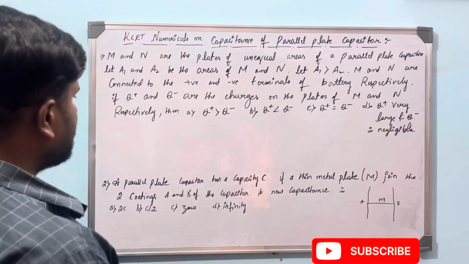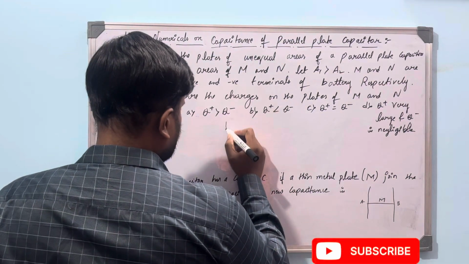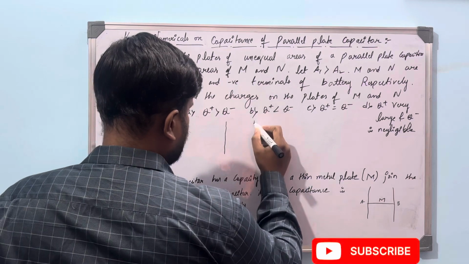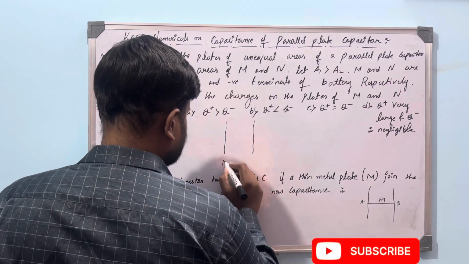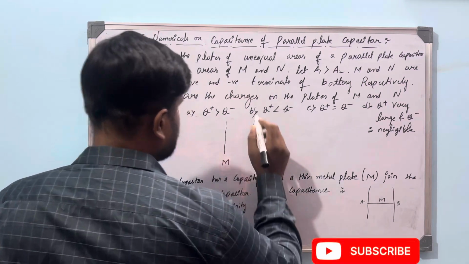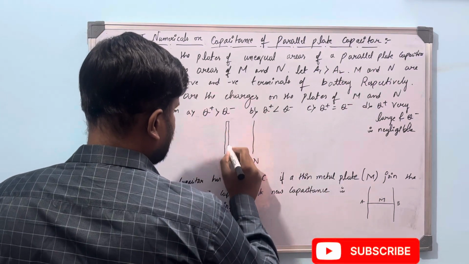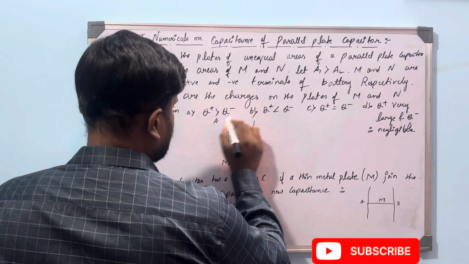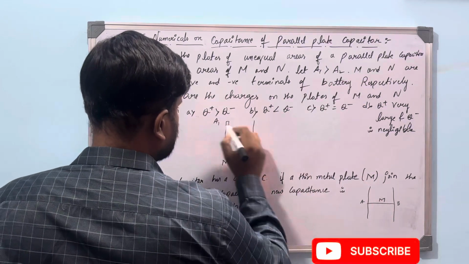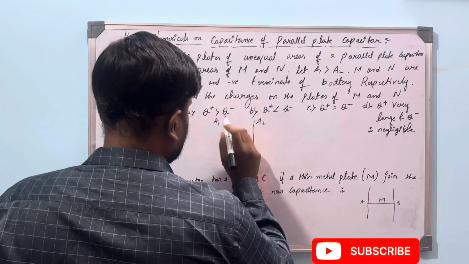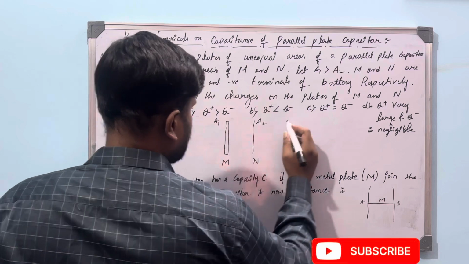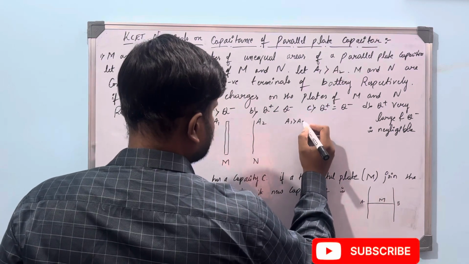Okay, so what is given? They have given two plates. Let this one be named M and this one N. They have unequal areas, and A1 is greater than A2. I will consider this one as A1 and this one as A2, so A1 is greater than A2.